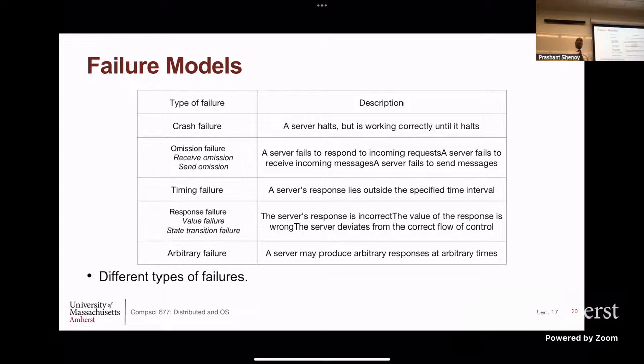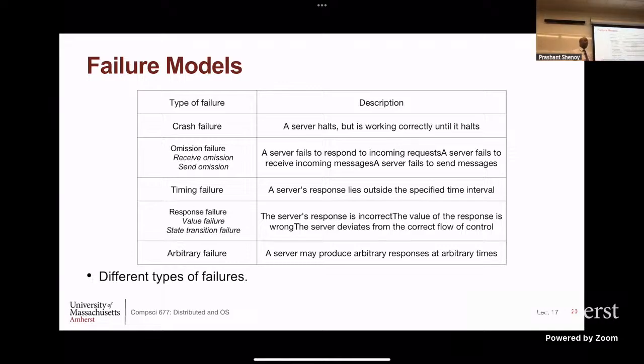Response failure is very similar to omission failure. It says that the server is responding, but it's giving you an incorrect response. You ask it some question, it's sending you a response, but the response is wrong. Maybe you send it an RPC request, and it gave you an incorrect response.